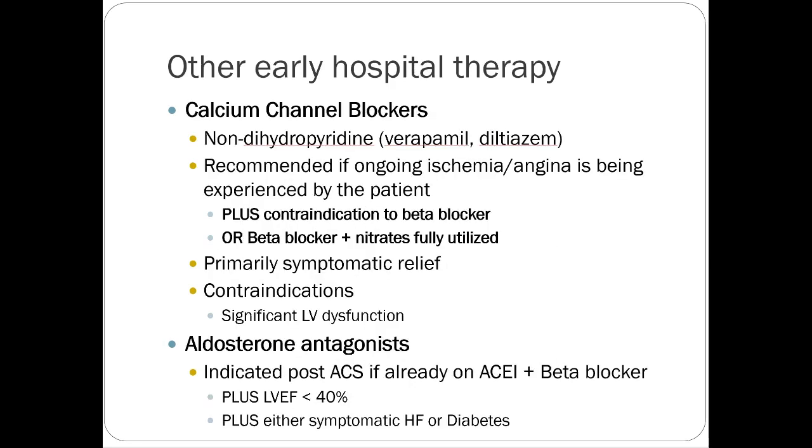Other early hospital therapy, calcium channel blockers. You can recommend them if they're having ongoing ischemia or angina, especially verapamil and diltiazem, which can help relieve some of those symptoms for an unstable angina patient. And if you have a contraindication to a beta blocker, that would be something to consider too. We'll talk about beta blockers on the next slide here. And aldosterone antagonists would really just be used in the setting of heart failure. So go back to your heart failure treatment, and you're going to apply it to those patient populations.